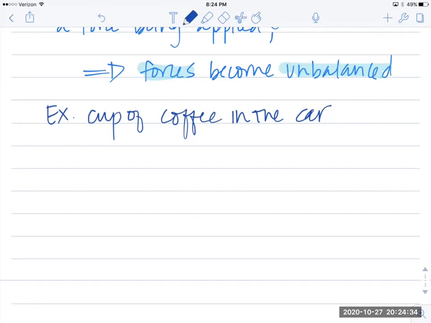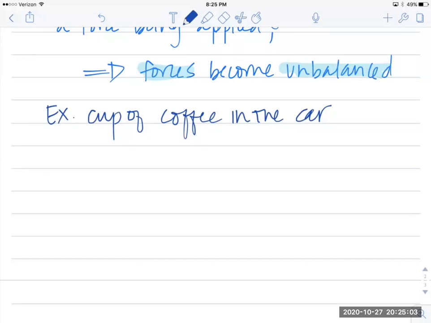The coffee wants to continue to do what it was doing, which was staying at rest. So the road in this situation, as you're driving, provides this unbalanced force on the wheels, and that's what's pushing the car forward. And so as the car goes, the coffee still wants to stay at rest. While the car accelerates forward, the coffee remains in the same position.